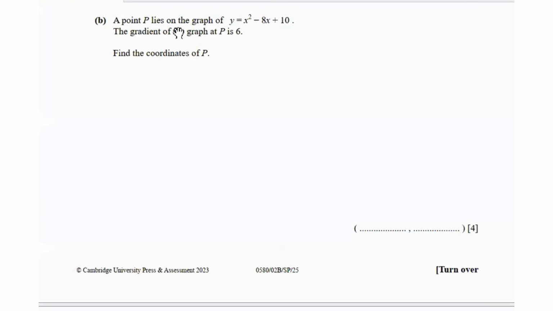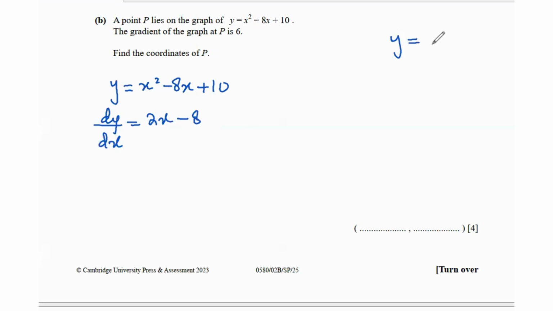Then, since the point P lies on the graph y equals x squared minus 8x plus 10, the gradient of the graph at P is 6. Find the coordinates of P. So whenever we have a curve and they're talking about the gradient, we will always differentiate the curve to figure out the values. So we have y equals x squared minus 8x plus 10. So first we differentiate this. So dy by dx would mean x squared becomes 2x, negative 8x becomes negative 8, and the 10 goes away.